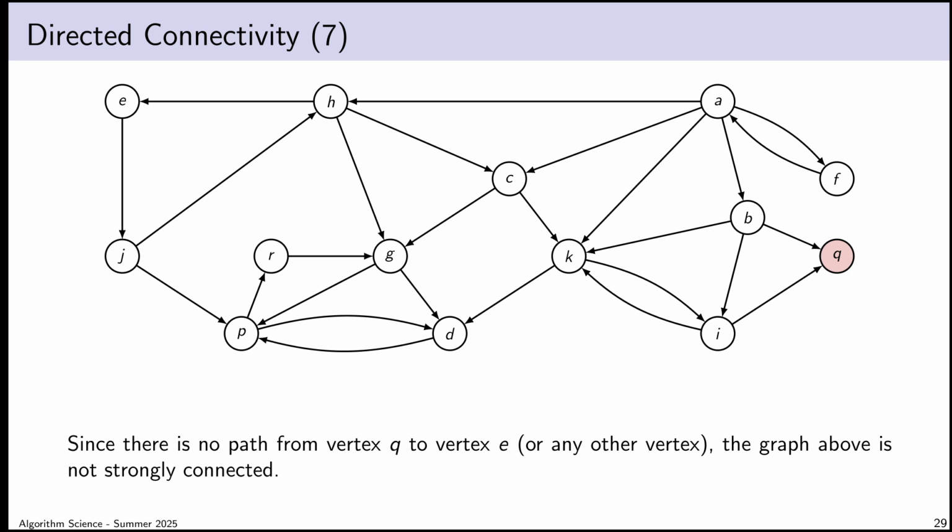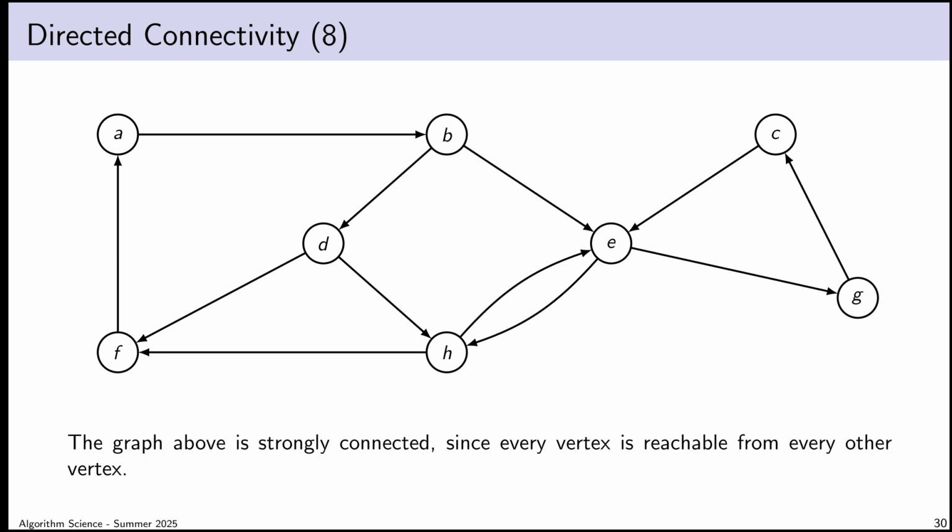Okay, so what does a strongly connected graph look like then? Well, how about this one? Here is a strongly connected graph, and we'll try that out. Let's pick two vertices, vertex D and vertex C. Okay, so can I get from vertex D to vertex C? The answer is yes.